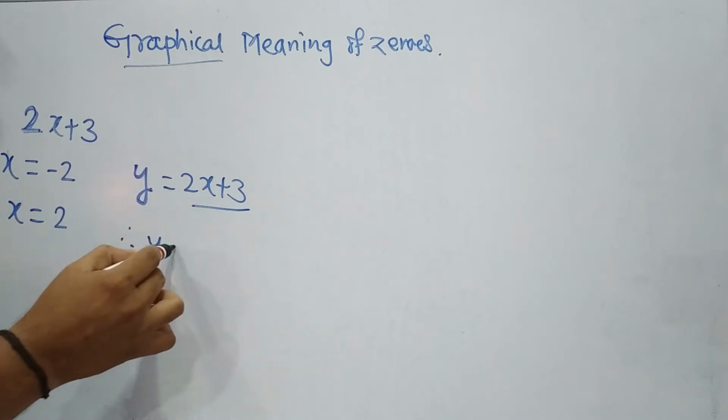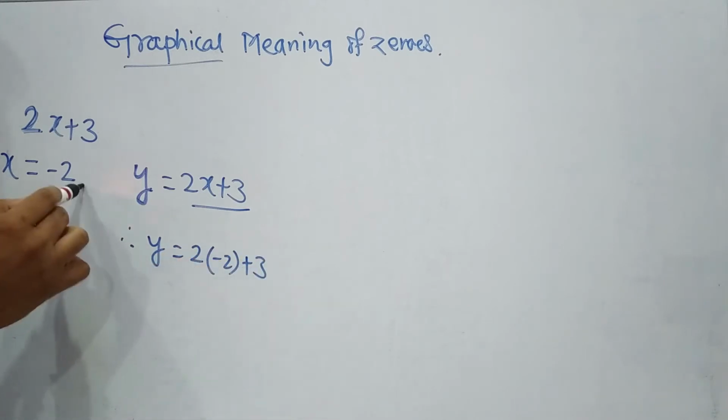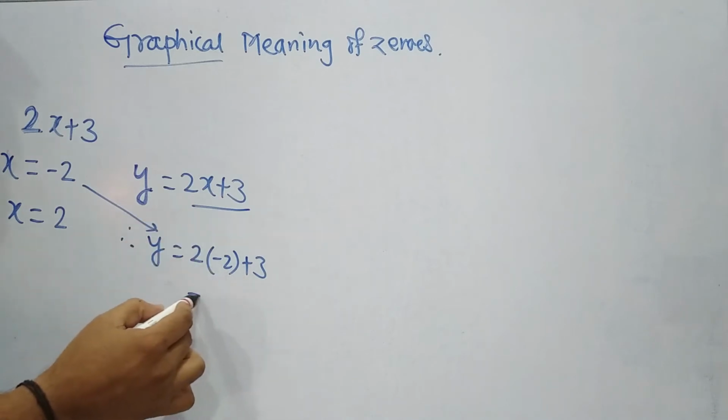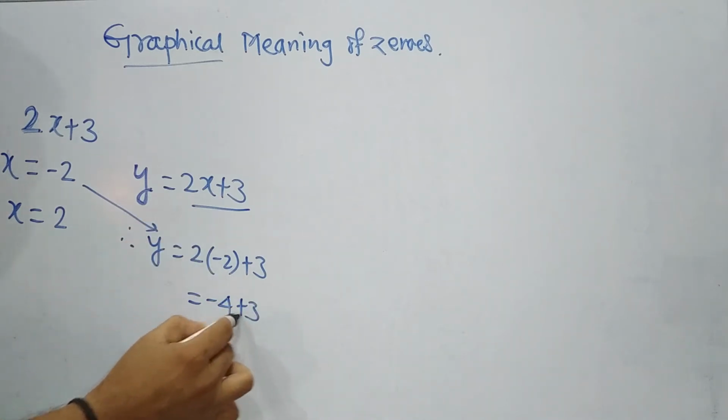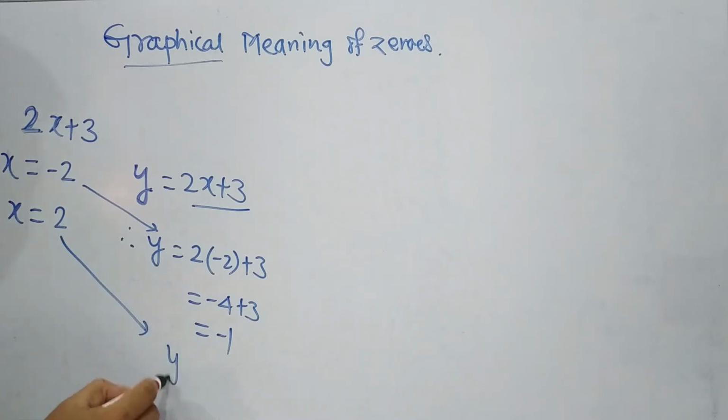Therefore, y is equal to 2 in bracket minus 2 plus 3, means I have taken the value of x as minus 2, then minus 4 plus 3 is minus 1. When x is equal to 2, y is equal to 2 in bracket 2 plus 3, means 4 plus 3 is equal to 7.